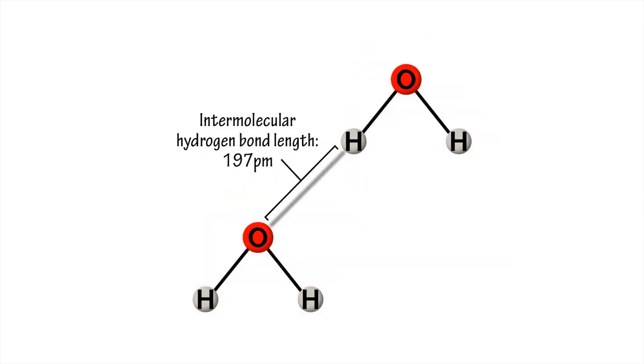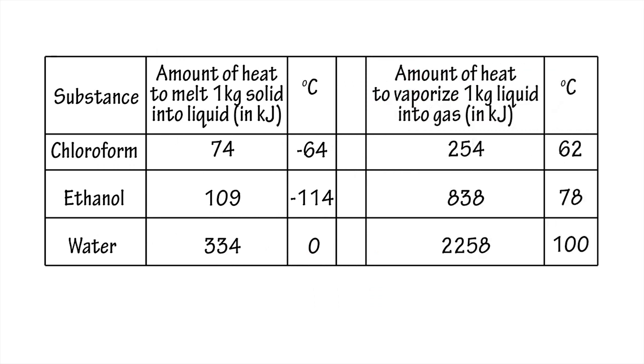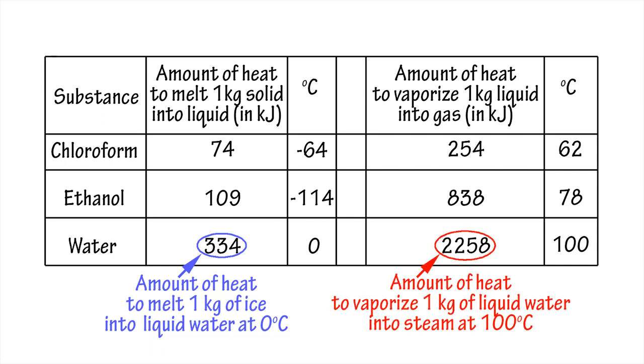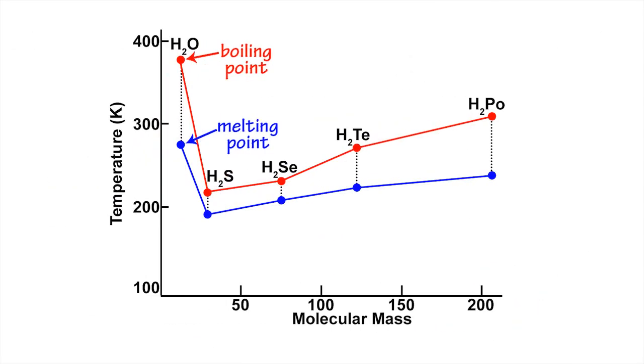Hydrogen bonds between water molecules are weak compared to covalent bonds within a molecule, but overall are still a significant factor in explaining certain properties of water, such as the relatively large amounts of heat required to melt ice and boil liquid water, and its high melting and boiling points relative to other similar molecular substances.